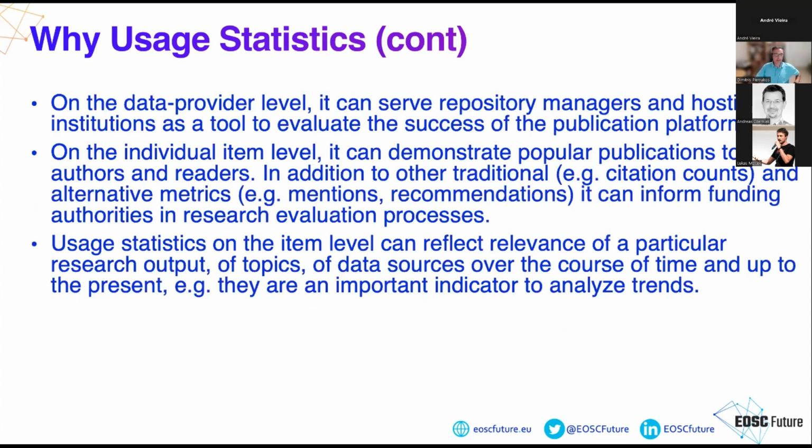So on the data provider level, user statistics can serve repository managers and hosting institutions as a tool to evaluate the success of the publication platform. On the individual item level, on the other side, they can demonstrate popular publications to authors and readers. User statistics on the item level can reflect the relevance of a particular research output of topics of data sources over the course of time and up to the present. So they are considered an important indicator to analyze the trends.